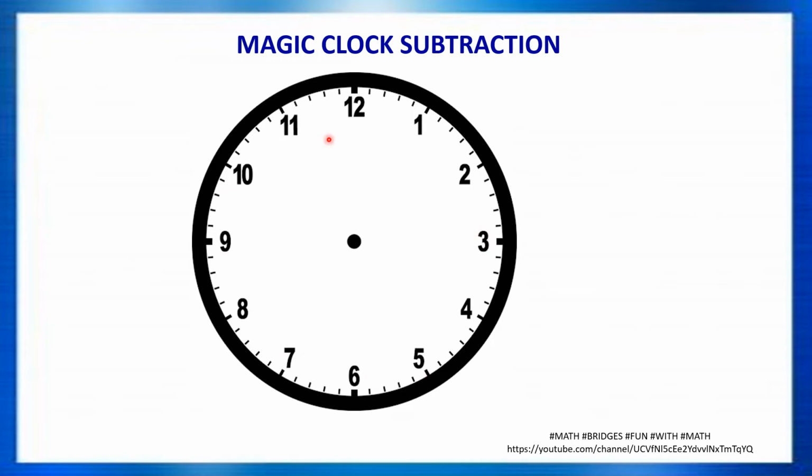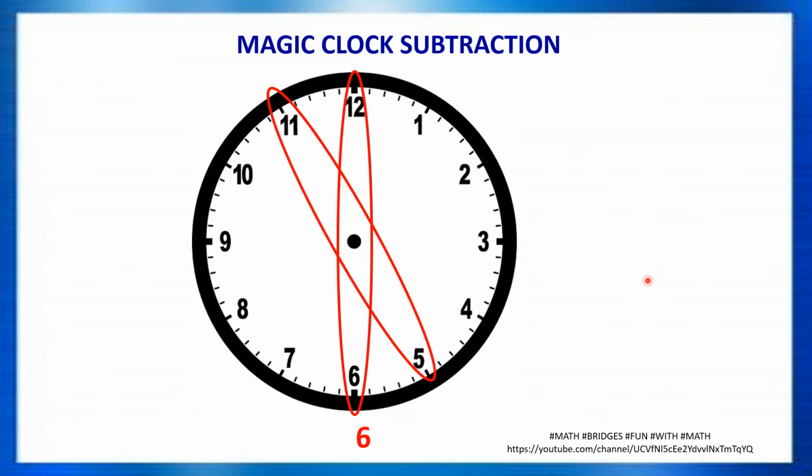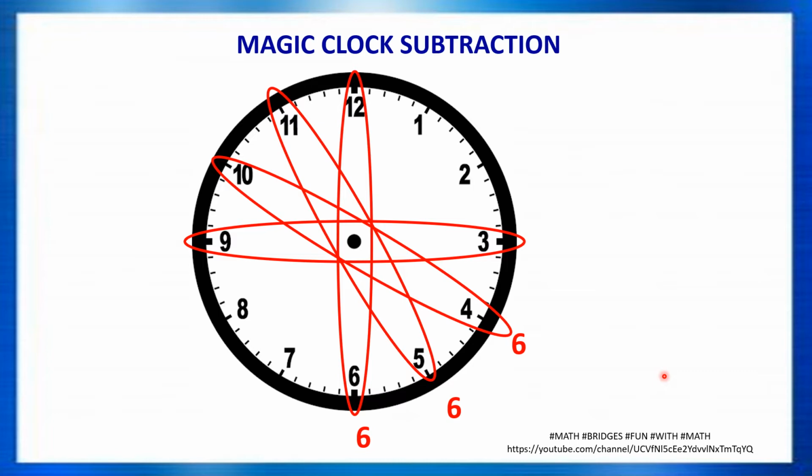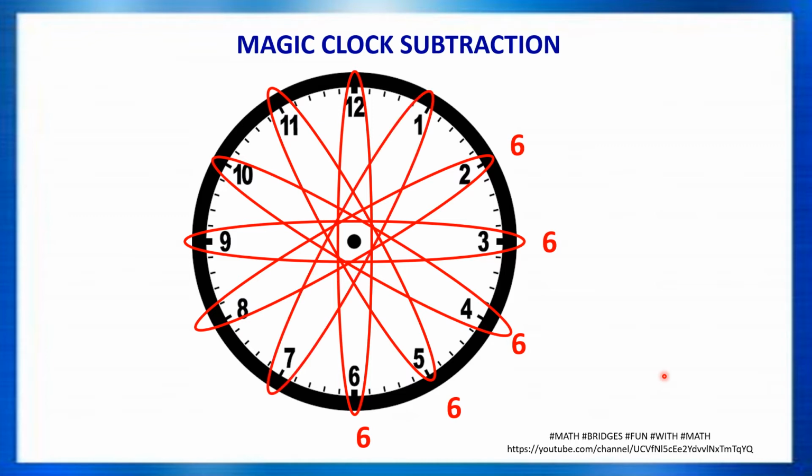Now let's see what's the magic. 12 minus 6, just the opposite number. If we subtract 12 minus 6, it is 6. If you are taking the opposite digits here, 11 minus 5 is 6. 10 minus 4 is 6. 9 minus 3 is 6. And 8 minus 2 is also 6. 7 minus 1 is also 6.